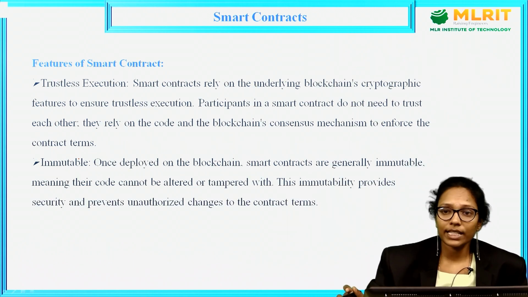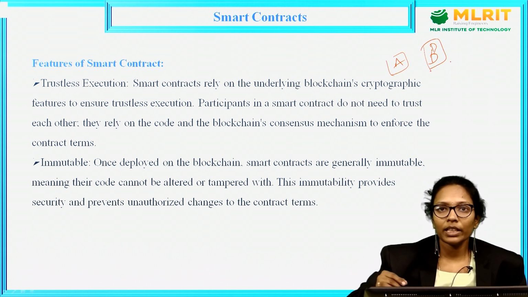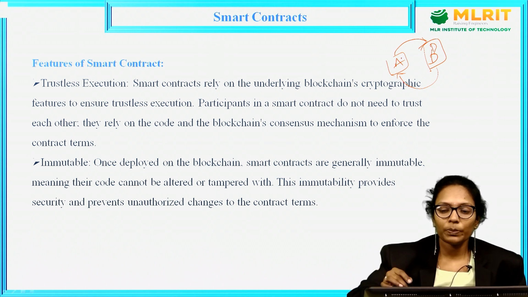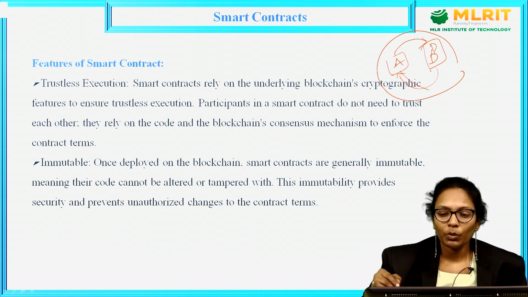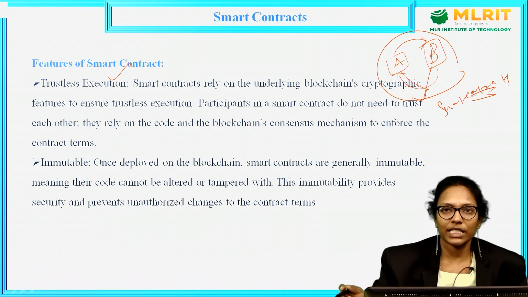And next is trustless execution. In the previous example, A and B are the two parties involved in the landlord case, right? In this case, A may not trust the person B and B may not trust the person A. So this is trustless execution. The parties involved in the process may not trust each other, but both are trusting smart contracts. So smart contracts will perform trustless execution.